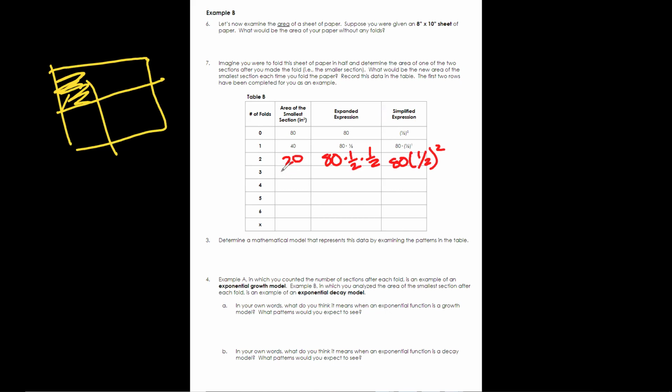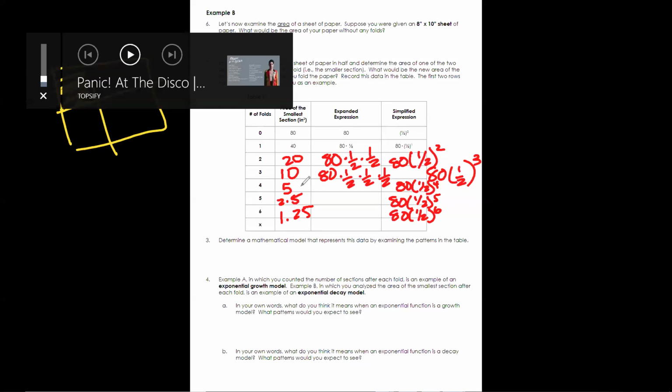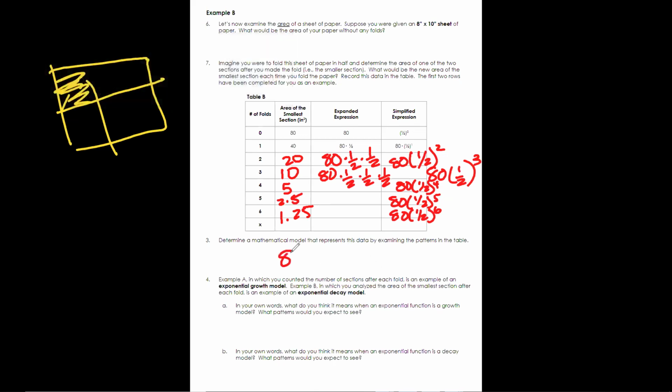What about on the next one? Well, that one would be 10. And we would take 80, multiply it times 1/2, times 1/2, times 1/2. And that would be 80 times 1/2 raised to the third. Can you fill in the rest? Exactly. So you should have gotten 5, 2.5, 1.25. And again, you would fill this in as 80 times 1/2 raised to the fourth, 80 times 1/2 raised to the fifth, 80 times 1/2 to the sixth. Now, our equation for this, our initial was 80, our rate was 1/2, and we're raising it to the x power.